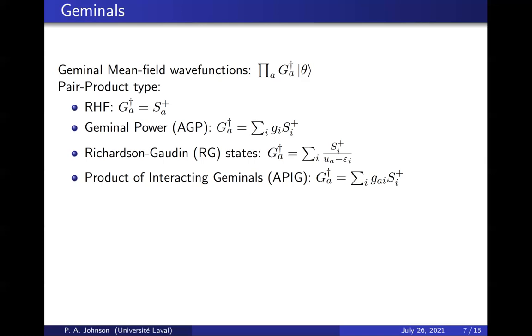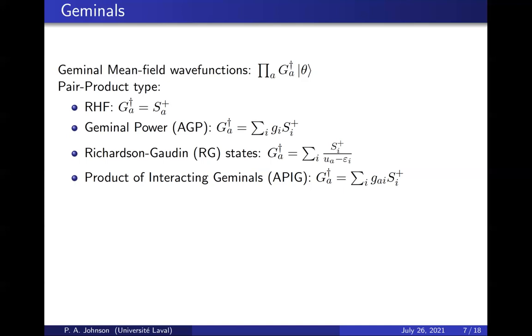If pairs of electrons were genuine bosons, this would be much closer to the exact answer. It is not. The type of Geminals that we will be using are called Richardson-Gaudin. They are parameterized by 2 sets of numbers, and we will see that in the coming slides. The best possible Geminal of this type is called APIG, where each of the Geminals is parameterized by a set of Geminal coefficients. This wave function itself is intractable, but AGP and RG states are tractable.